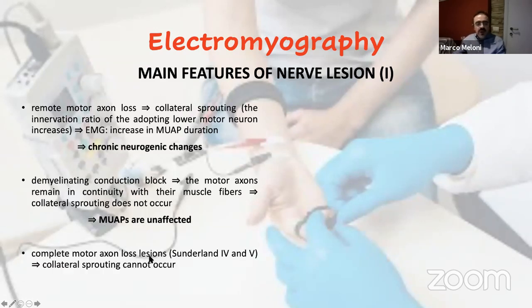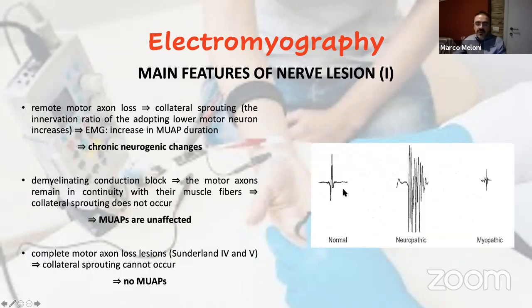In a complete motor axon loss lesion, like the Sunderland 4th and 5th degree, collateral sprouting can occur. We just saw how in a neurotmesis, the nerve is not able to regrow. So it's not able to recreate the motor unit action potential. In fact, we don't have motor unit action potentials. It's very important to check because there could be a reason to explore the nerve, because it is helpful to have a diagnosis of Sunderland 4th and 5th degree.